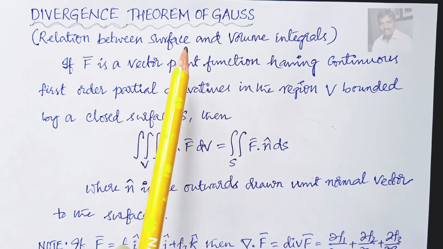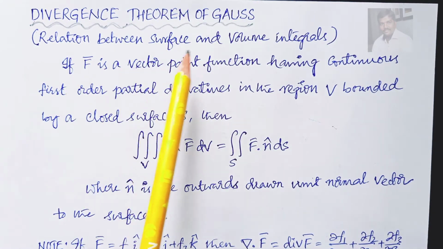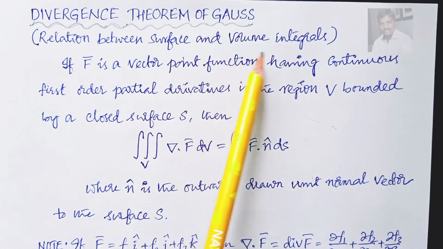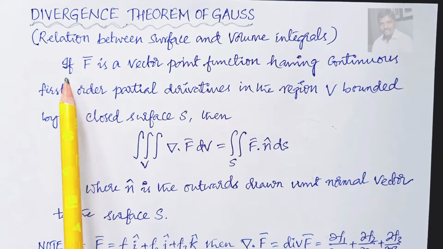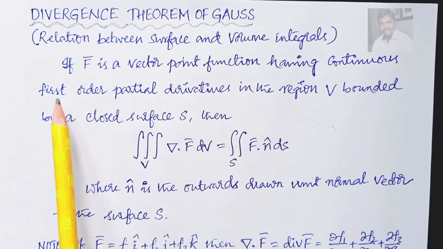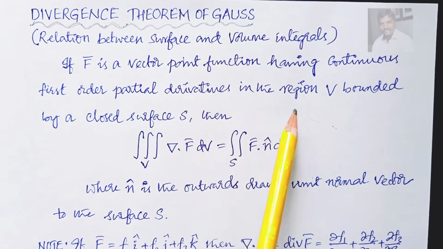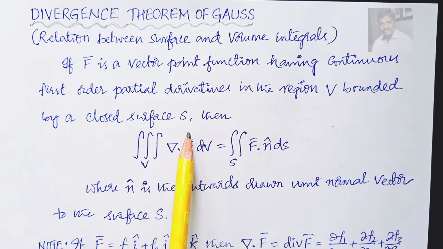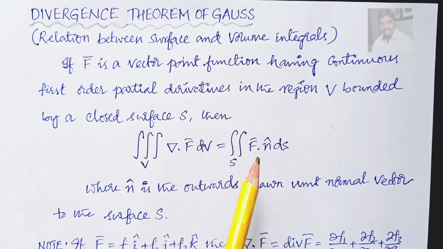So this actually gives the relation between surface and volume integrals. Surface is nothing but double integral, volume means triple integrals. Here is the statement: if F bar is a vector point function having continuous first order partial derivatives in the region V bounded by a closed surface S, then this is the important formula from the divergence theorem.